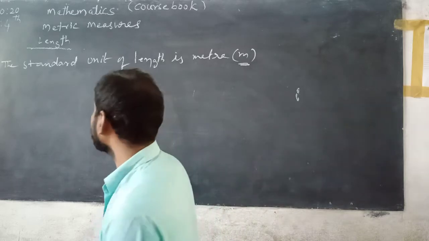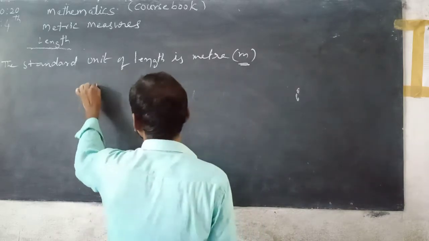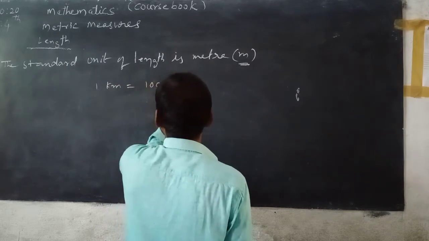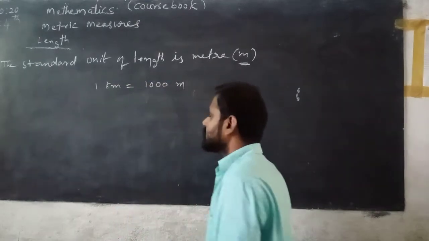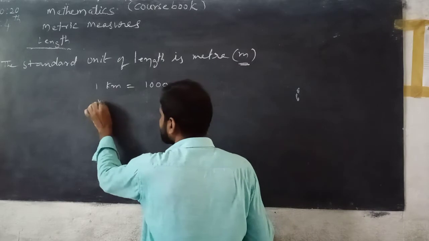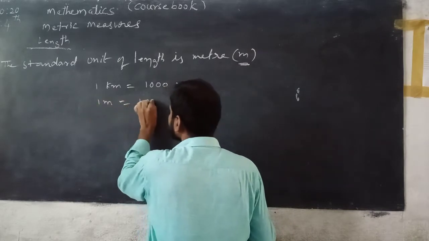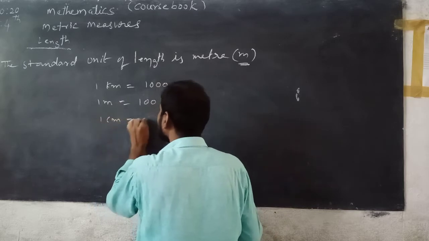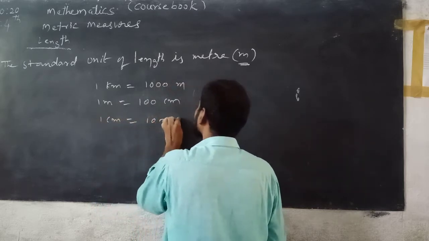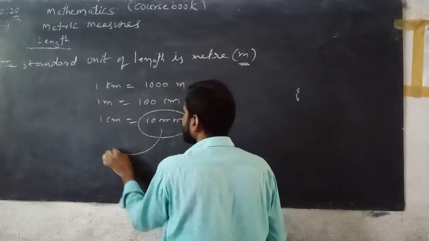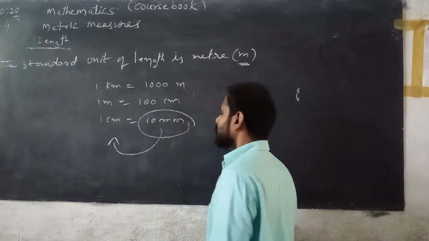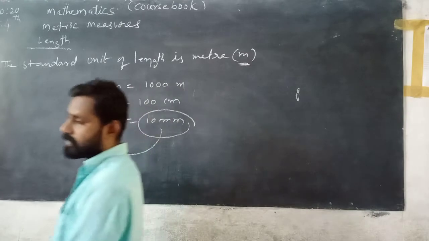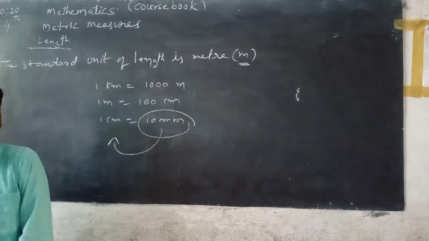See, already we know 1 kilometer is equal to 1000 meters. Next, 1 meter is equal to 100 centimeters. Now 1 centimeter is equal to 10 millimeters. This is the smaller unit of length. Millimeter is less than centimeter.